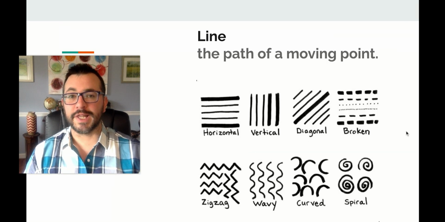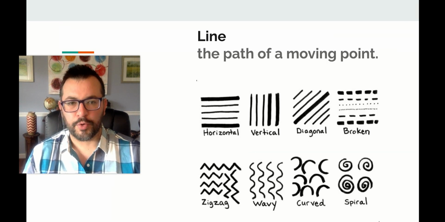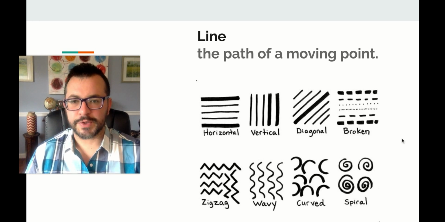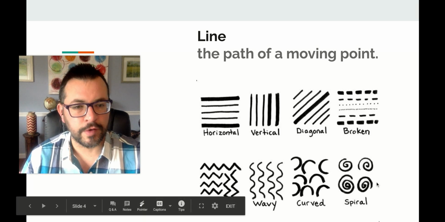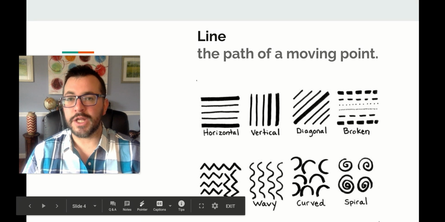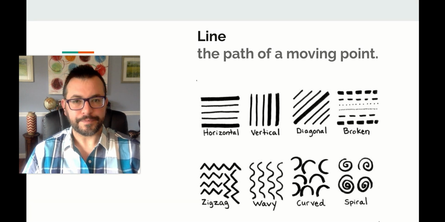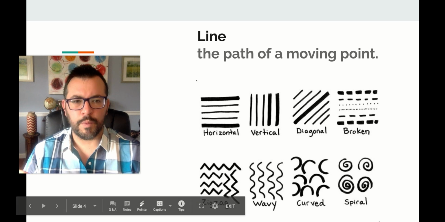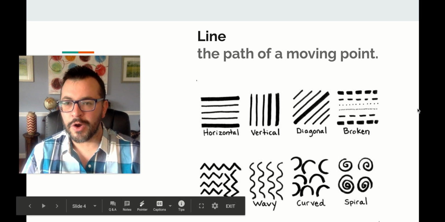So the first one is line. That's the path of a moving point. And here are some examples of different types of lines. They can be horizontal or vertical, diagonal, broken, zigzag, wavy, curved, spiral, and an endless other arrangement of ways that artists can use a line. So we're all familiar with what a line is, but what are some ways that artists use them in their artworks? I'm so glad you asked.